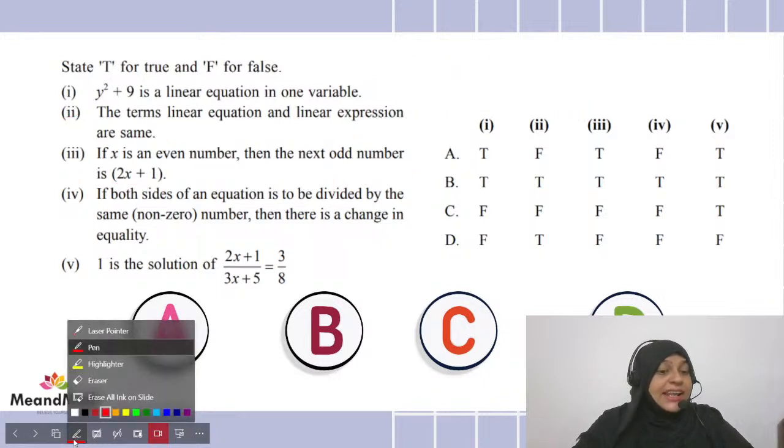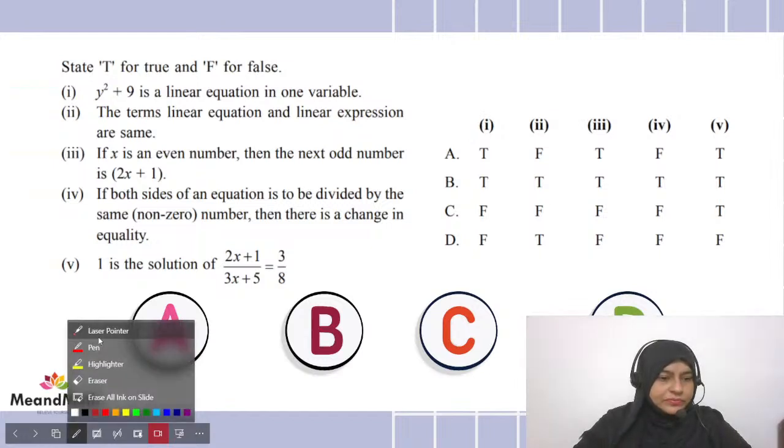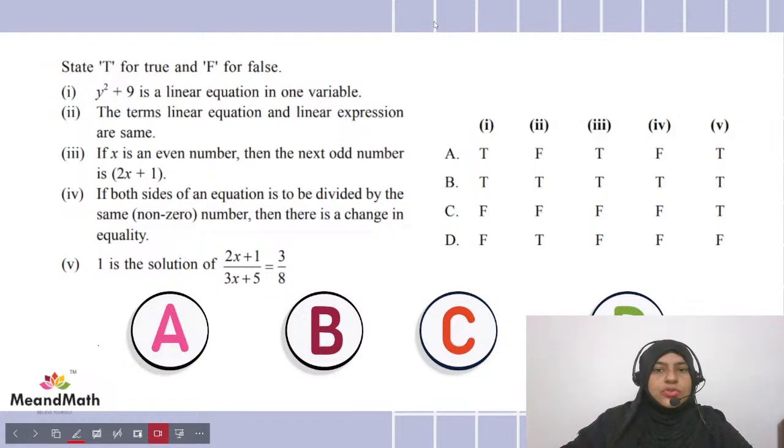Now let's try to understand the last one. They are saying 1 is the solution of (2x plus 1) divided by (3x plus 5) equal to 3 by 8. Here we need to solve this. So let's solve it. So what is our equation? The equation is (2x plus 1) divided by (3x plus 5), which is equal to 3 by 8.